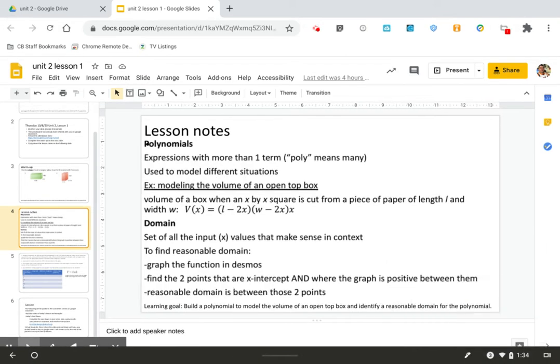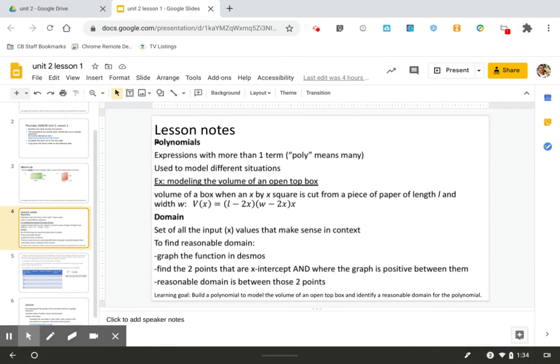So we are going to start Unit 2 today, Lesson 1 of Unit 2 of Algebra 2. And this unit is a unit on polynomials. So a polynomial, as it says here, is any mathematical expression that has more than one term. The prefix poly means many. So a polynomial is one with many terms. We have binomials, trinomials, quadrinomials, etc., etc.